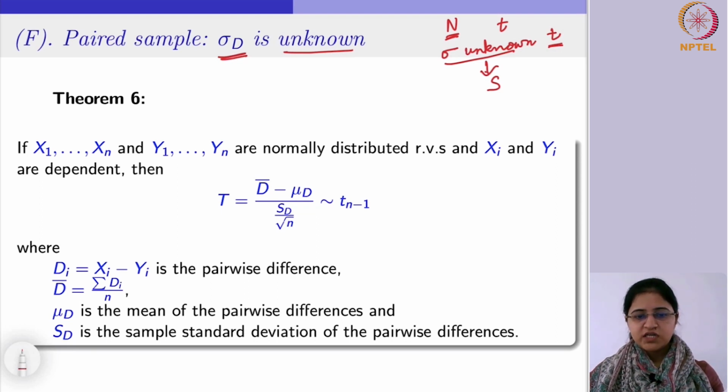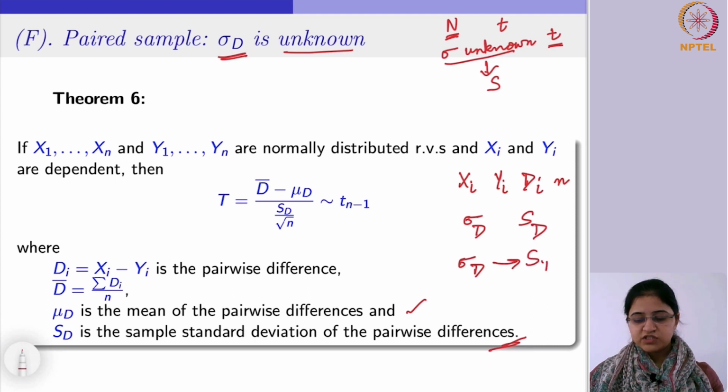Here also, if it is unknown, you have xi's and yi's, and you can calculate the corresponding pairwise differences. n would be there. Now you can calculate; mu d is given to you, but sigma d is not given to you. So that is why sigma d is unknown, and you estimate it using the sample standard deviation. The moment we replace sigma d by the sample standard deviation, the distribution becomes t with n minus 1 degrees of freedom. So it comes straight in a straightforward manner.